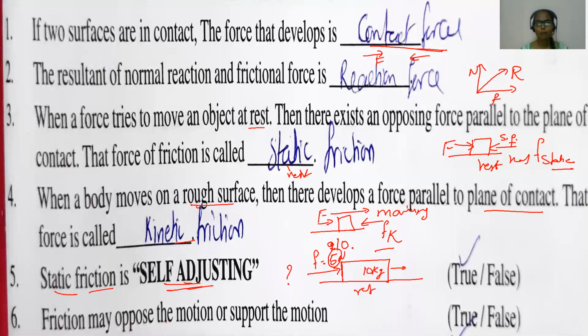Next, friction opposes the motion or supports the motion. Right, children? This is a true or false statement. It is true. But if they give, instead of only motion, the word relative, then it is false. Why? Because friction always opposes the relative motion, but it will support the motion sometimes, like while we are walking, our wheels are rotating. In that condition, it just supports. I hope this is clear, children.